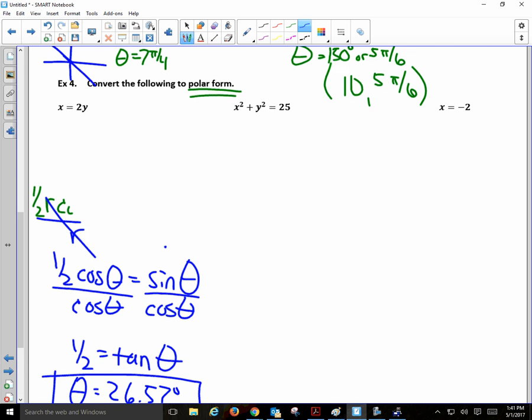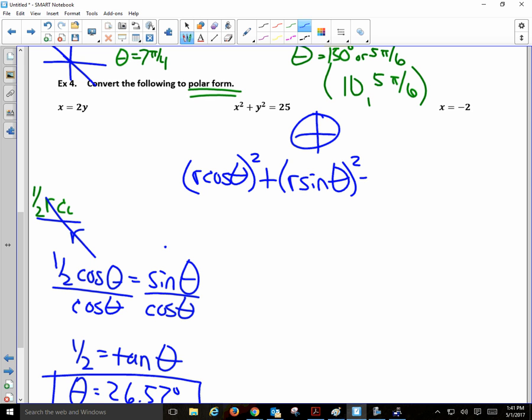This is not a straight line. This is a circle with a radius of 5. So I know that what I should get is that kind of a shape. That's what we should get. So let's see if we can come up with that. What do we put in for x? r cosine of theta, quantity squared, plus r sine of theta, quantity squared is equal to 25.